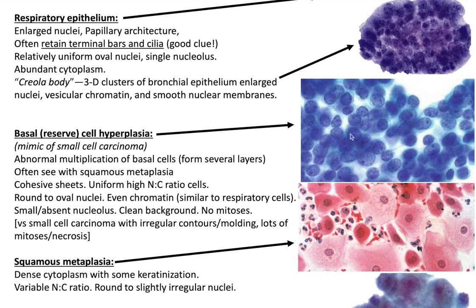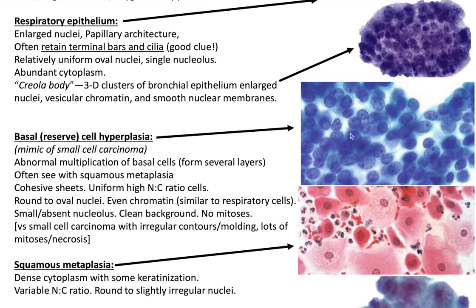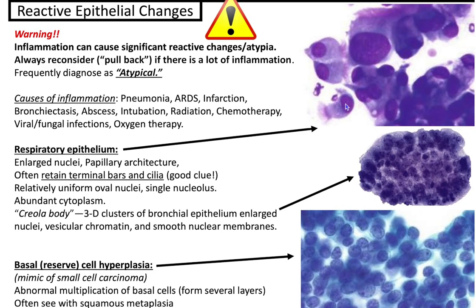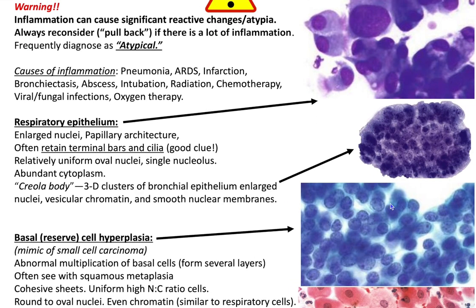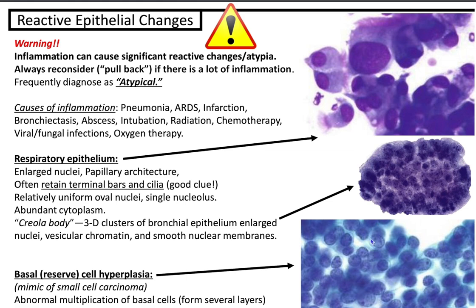They'll have this even chromatin. They'll have small or absent nucleoli, clean background, no mitoses, as opposed to small cell carcinoma with irregular contours, molding, lots of mitoses, necrosis. Another thing is small cell carcinoma is pretty large compared to your reserve cells. So reserve cells will be smaller than your bronchial epithelial cells, and small cell carcinoma will oftentimes be pretty large, will be much larger than your basal cell.